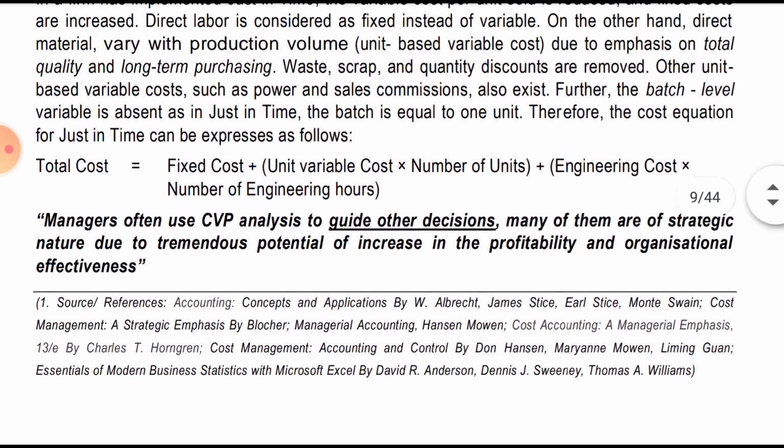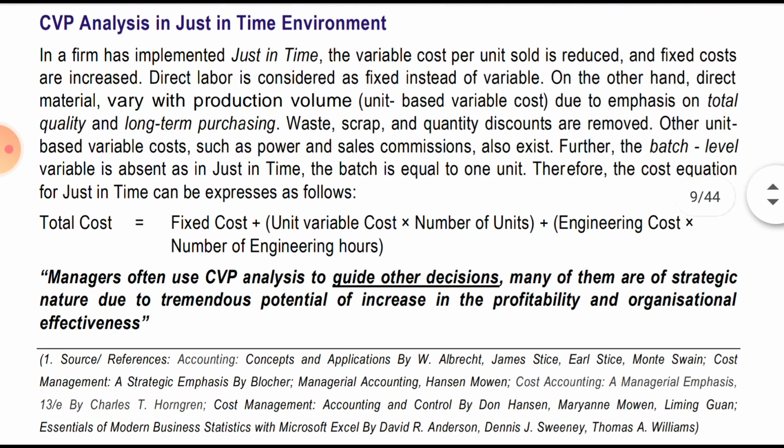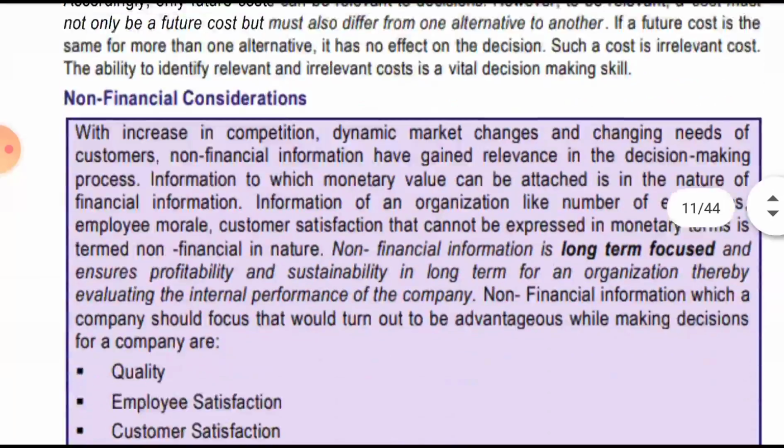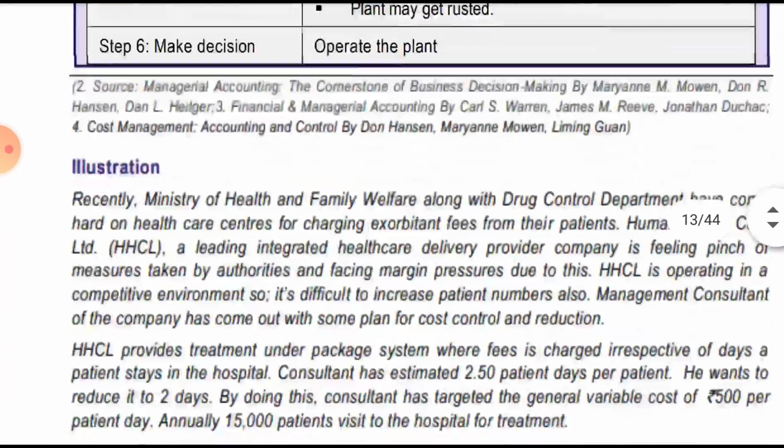Total cost, we can see this formula: total cost is equal to fixed cost plus variable cost into number of units and engineering cost into number of units. This formula we had used in the first illustration which we did. Okay, I just referred to that.